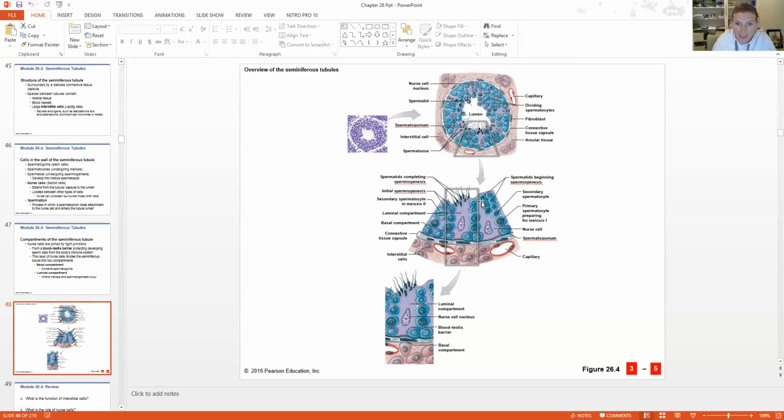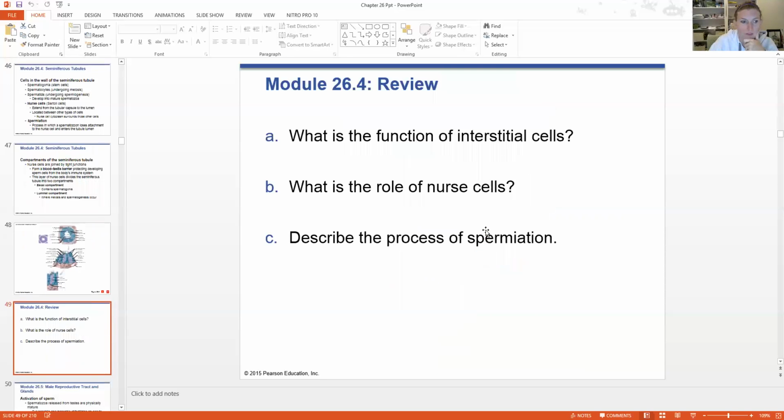The nurse cell is kind of the meat of our seminiferous tubules, and the spermatogonium, primary and secondary spermatocytes, are stuck in the net of these nurse cells, so to speak. Kind of a cool thing.